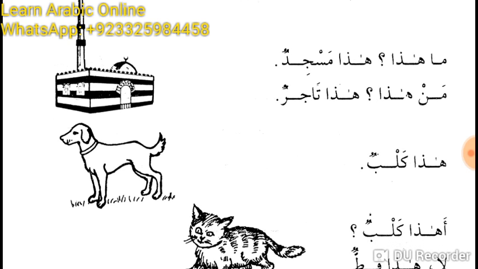Ma hatha? What is this? Hatha masjidun. This is a mosque. Man hatha? Who is this? Hatha tajirun. هذا تاجر. This is a merchant. Oh, okay. I thought that was a picture of a dog. No, no. Man is used only for humans, okay? The word man is used only for humans.